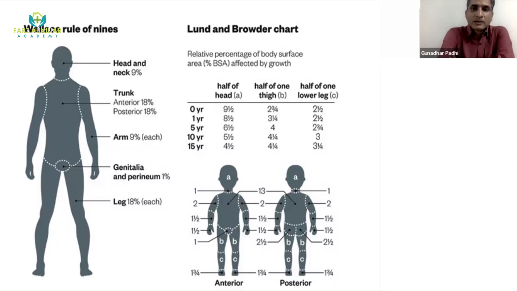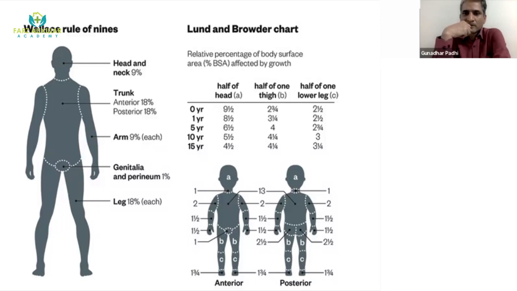Okay. Second is the Lund and Browder chart. This is used for calculation up to 15 years. It is meant for the pediatric population. The figure is here. You can see one is the anterior part and the second is the posterior part. This is calculated basically in percentages. So in a zero-year-old, half of the head is 9.5%, half of one thigh is 2 3/4%, half of one lower leg is 2 1/2%.